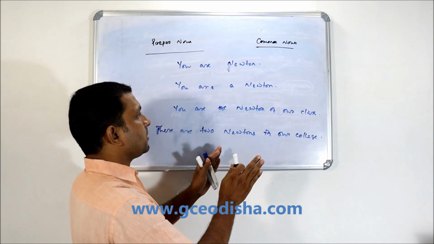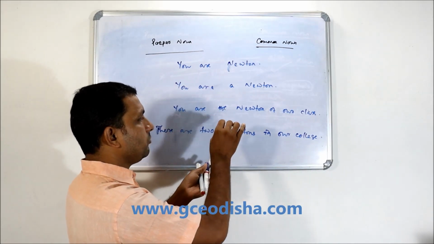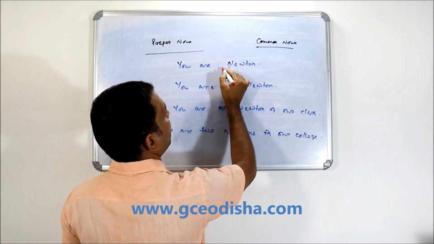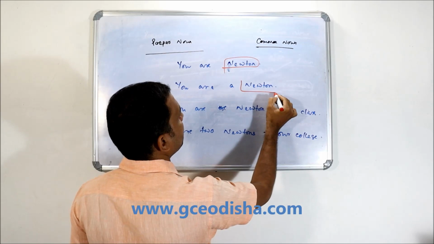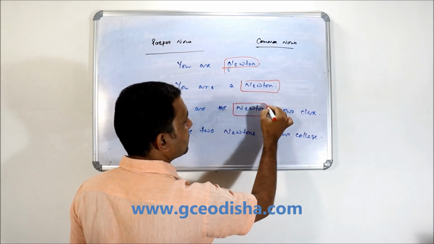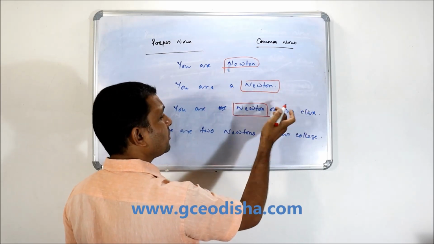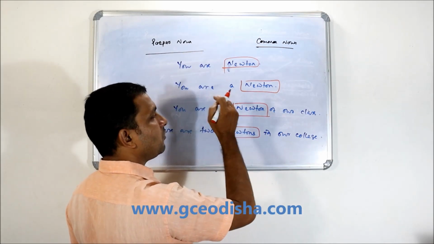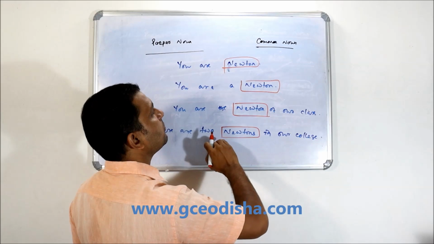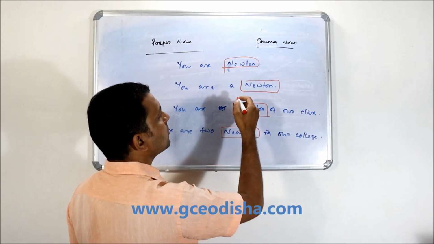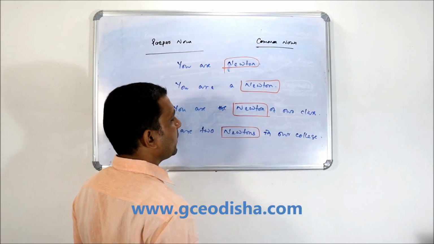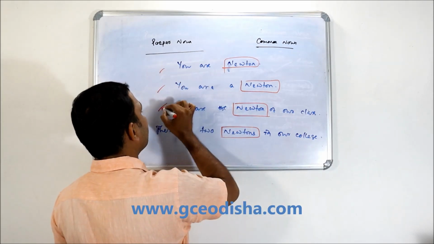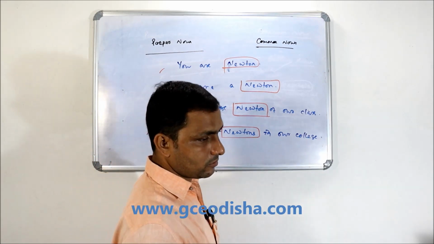So in all these sentences, Newton is a common word. We know that Newton is the name of the famous scientist, meaning a particular person. It is a proper noun, and for a proper noun we will not use an article, and we cannot make it plural. But all these sentences are grammatically correct.